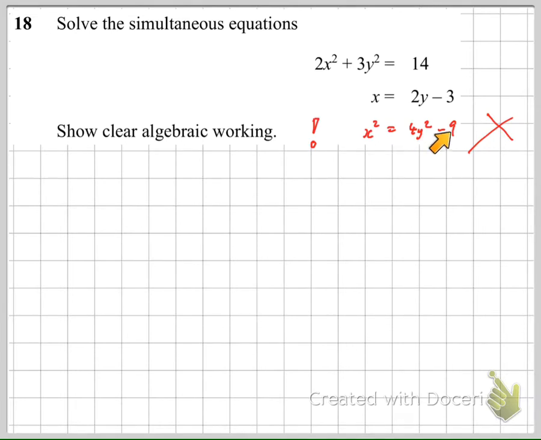Well, there's two things wrong with this. For a start, minus 3 squared is plus 9. But in any case, you cannot square separate terms in an equation. You just can't do that. You can square entire sides of equations, like this. You can't square separate terms in an equation.